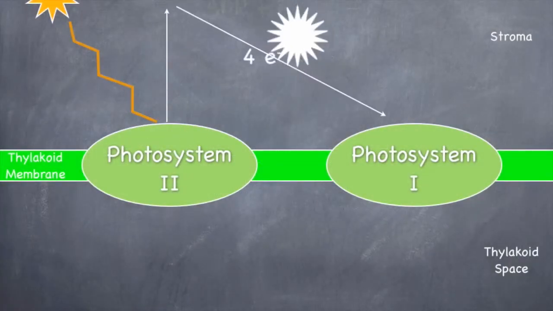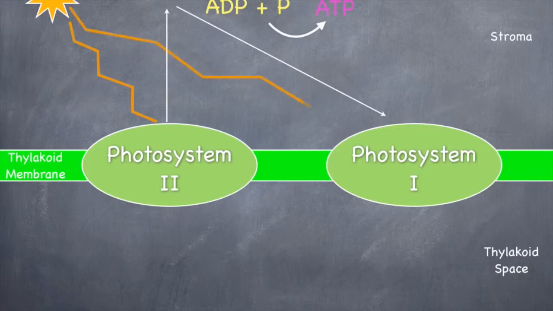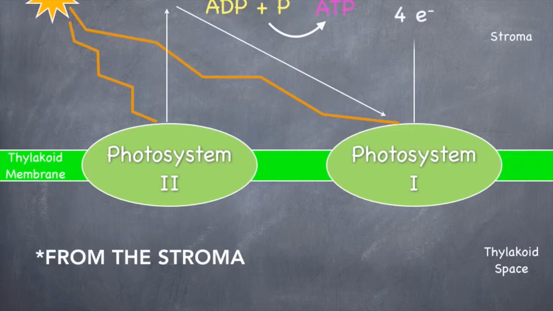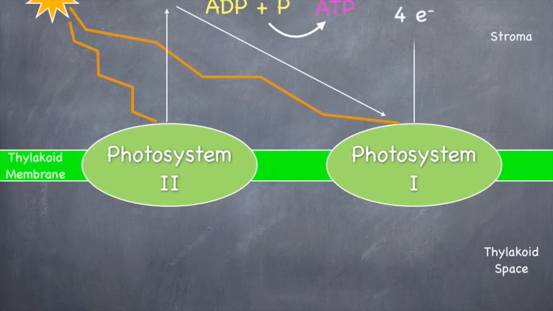Photosynthesis starts when the sun powers photosystem 2 to release 4 electrons. These electrons continue to replace the electrons lost by photosystem 1. The electrons from photosystem 2 are also used to bring hydrogen ions through the thylakoid membrane, so there's a higher density in the thylakoid space.